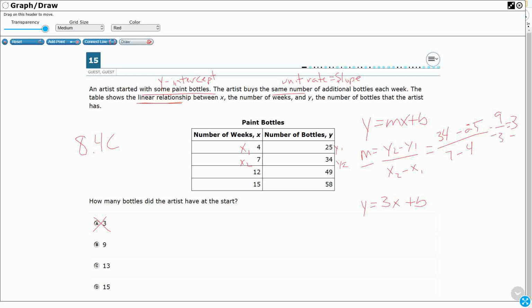How many did my artist have to begin with? Well, number of weeks. What happens if we just go backwards? What if we say my x equals 0? That's going to be my question. If I were to go back to that x equals 0, how many would my b be? Well, I don't know what my y is, so let's just go back. That's my goal, and let's just add.